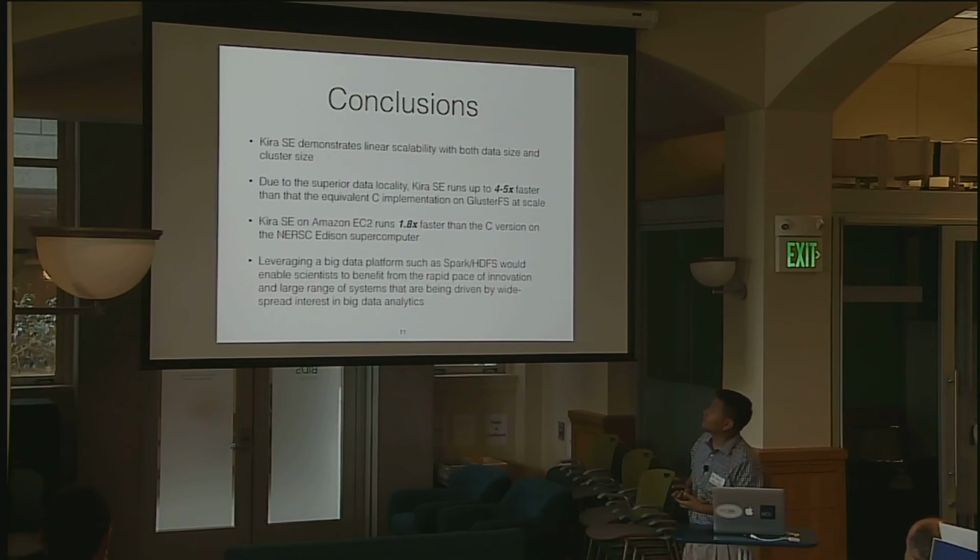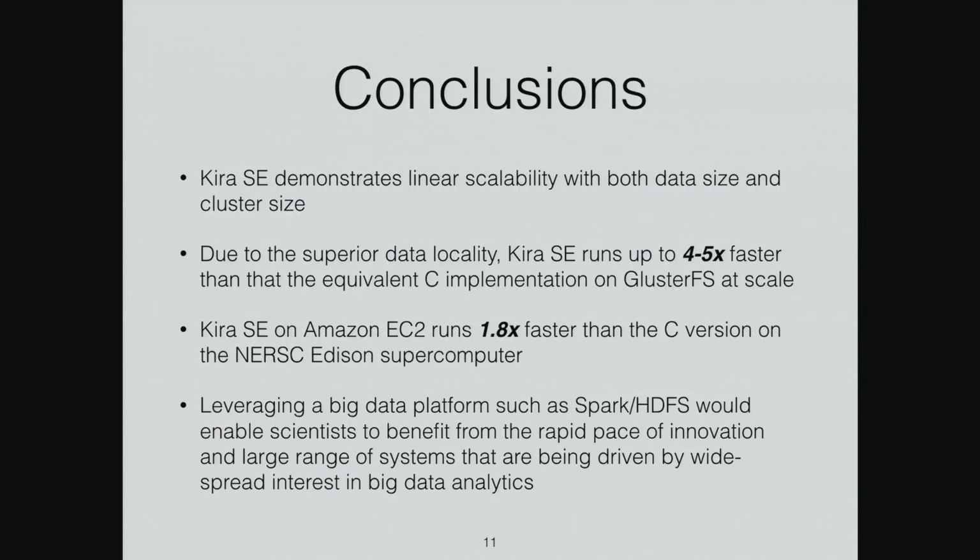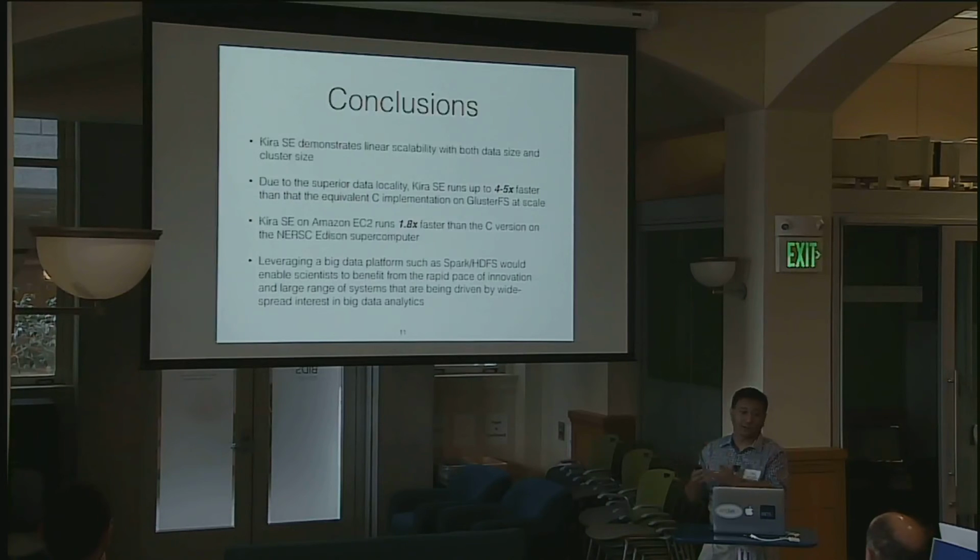Okay, so the conclusion is we demonstrate linear scalability with both data set size and cluster size for Kira. Due to the data locality optimization, Kira runs about 4 to 5 times faster than the equivalent C implementation running on parallel file systems. We also show that Kira runs faster than the supercomputer for this particular application. There is a trend that we can always leverage big data platforms, such as Spark, HDFS, and what they come up with, to advance data-intensive, data-driven science. And that's basically the conclusion.